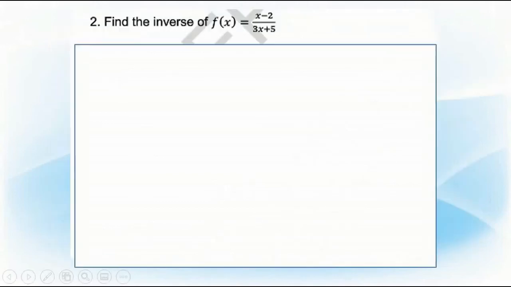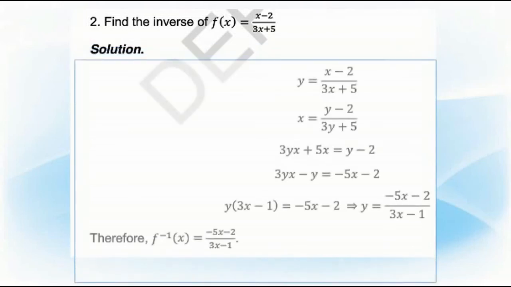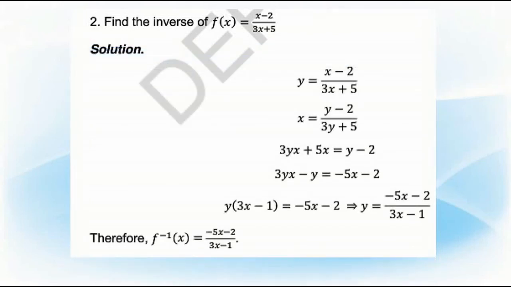Let's now find the inverse of f of x is equal to x minus 2 over 3x plus 5. So f of x is known as y. So y is equal to x minus 2 over 3x plus 5. Then interchange the x and y variables. So that becomes x is equal to y minus 2 over 3y plus 5.